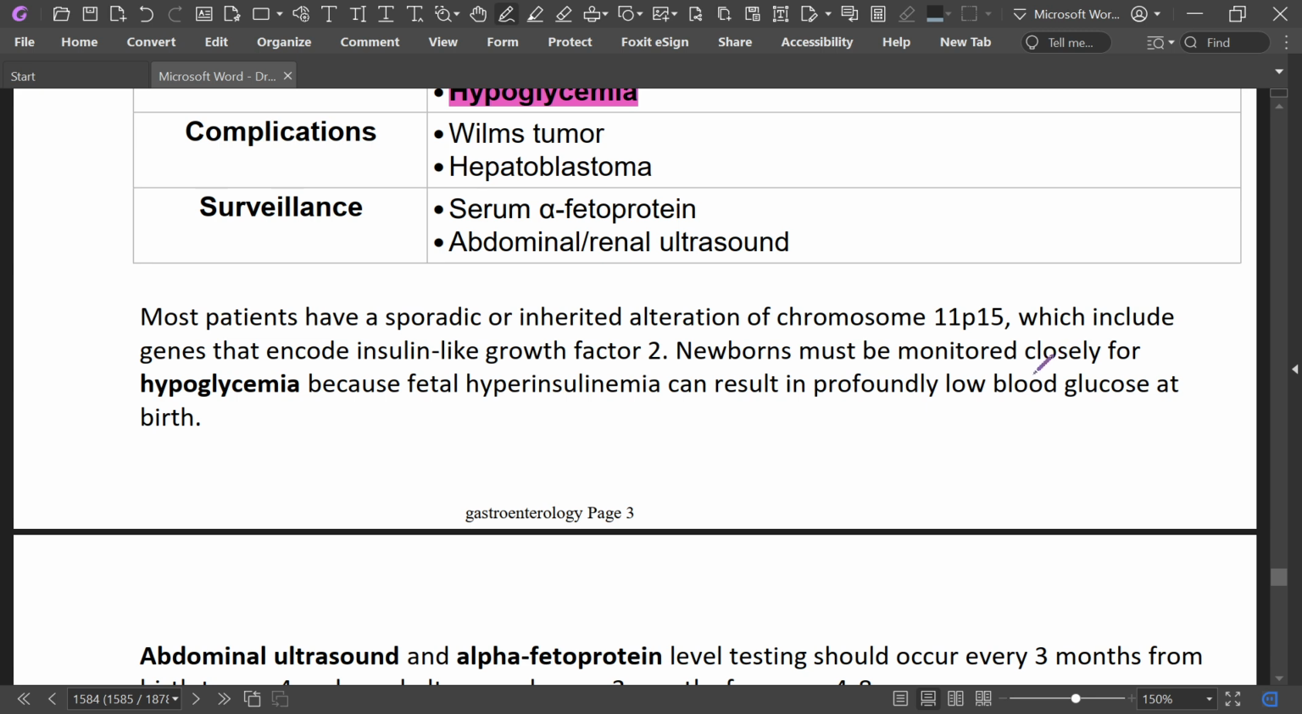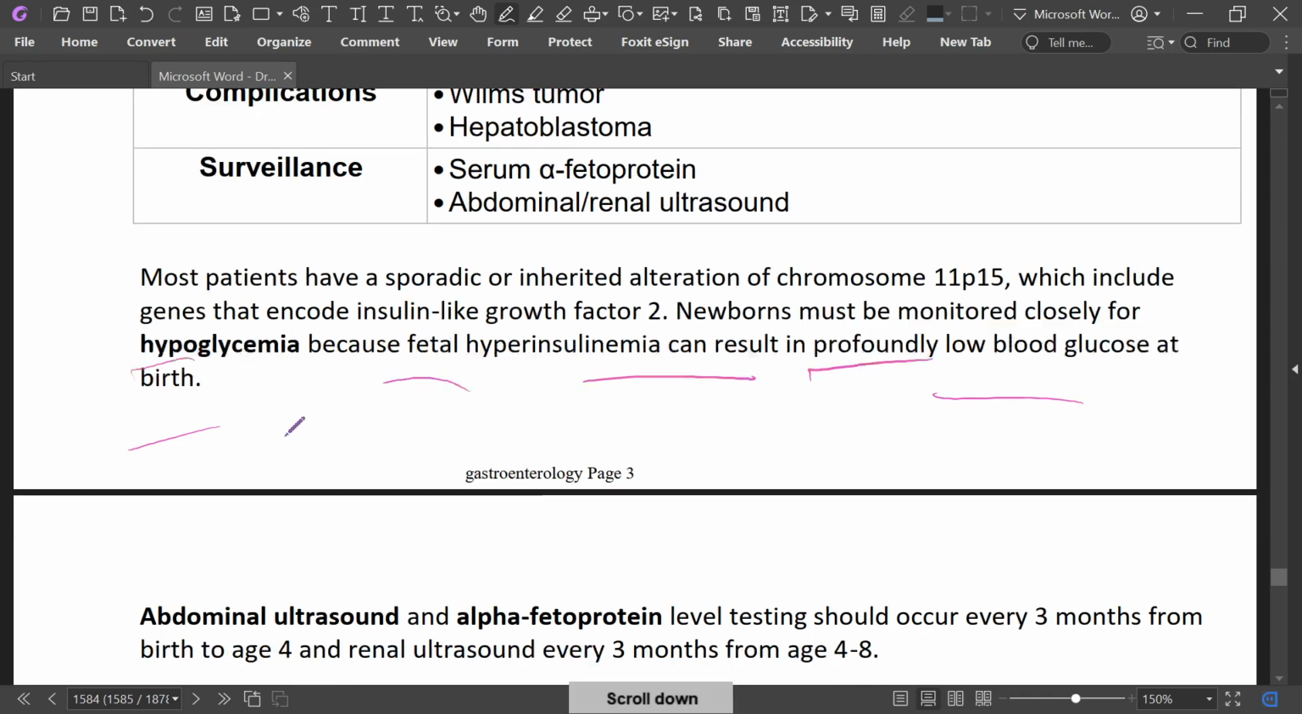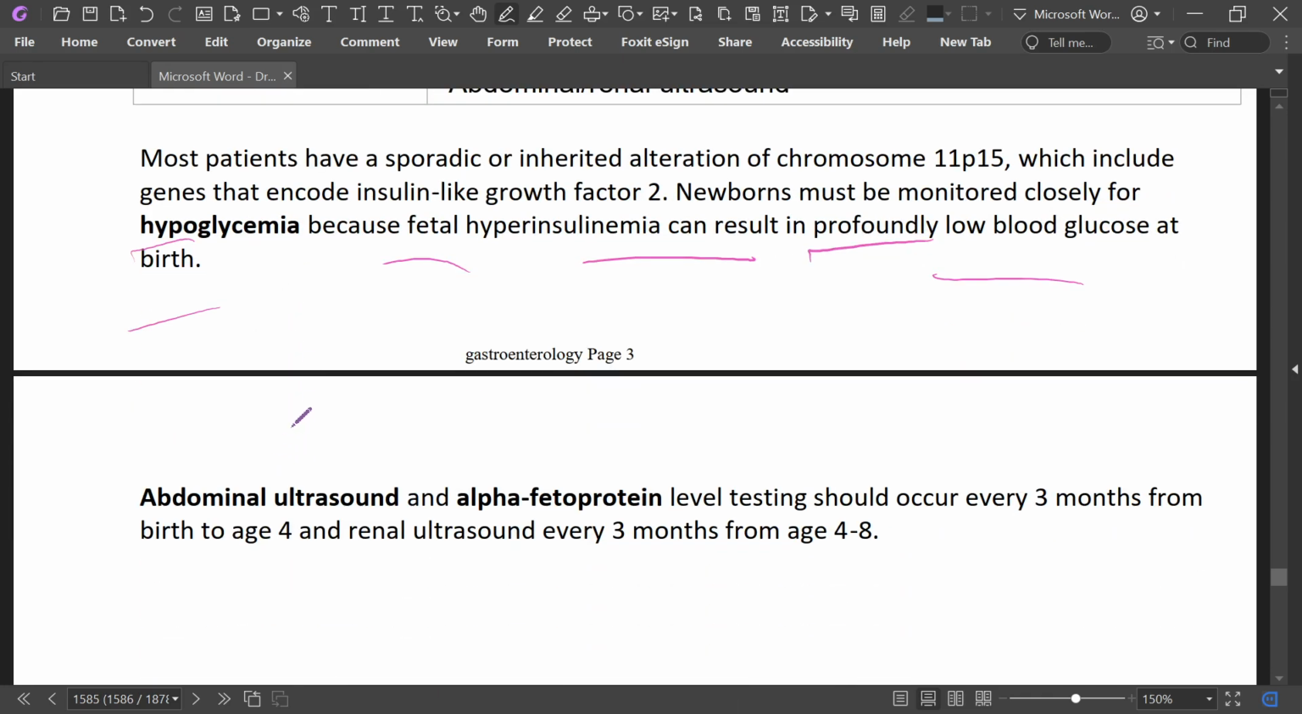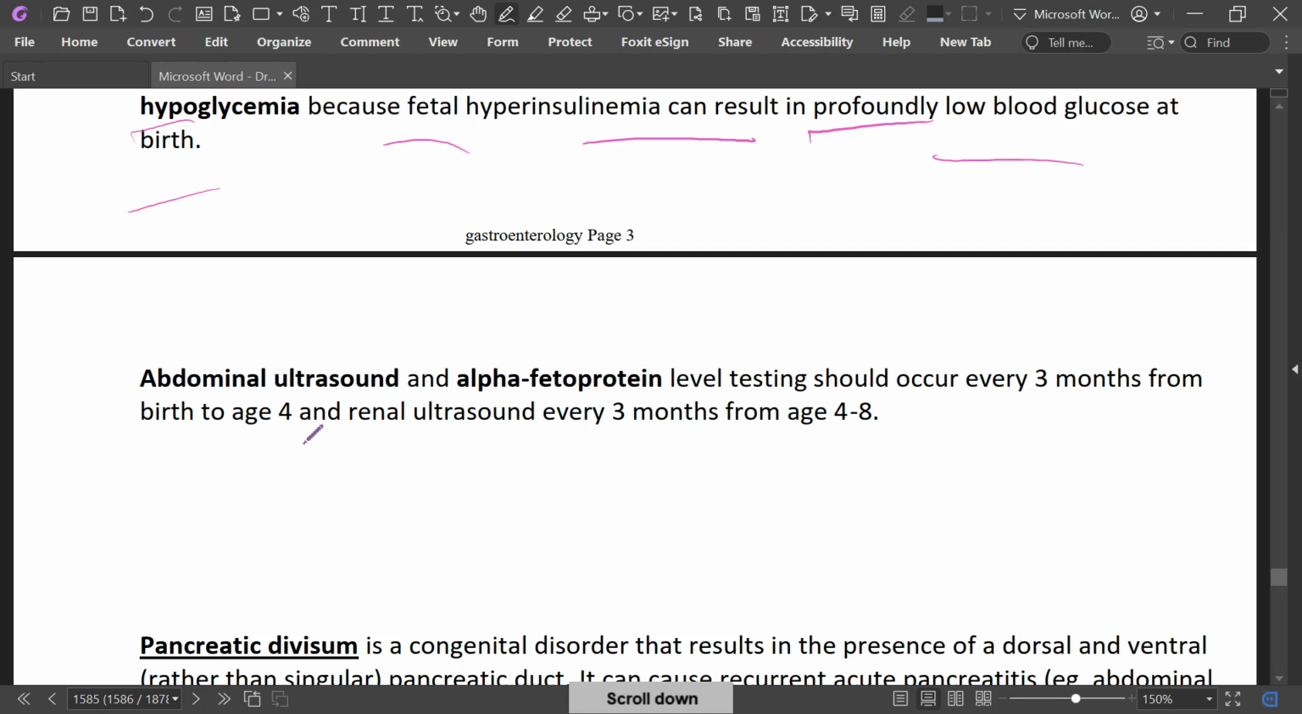Newborns must be monitored closely for hypoglycemia because fetal hyperinsulinemia can result in profoundly low blood glucose at birth. Abdominal ultrasound and alpha fetoprotein level testing should occur every 3 months from birth to age 4, and renal ultrasound every 3 months from age 4 to 8.